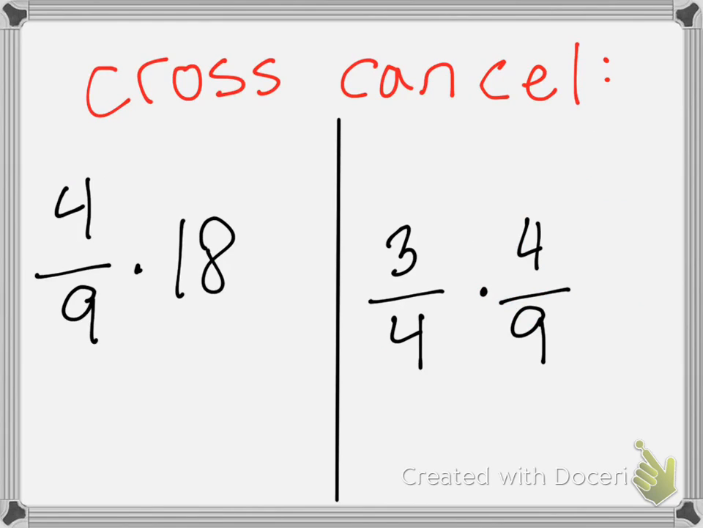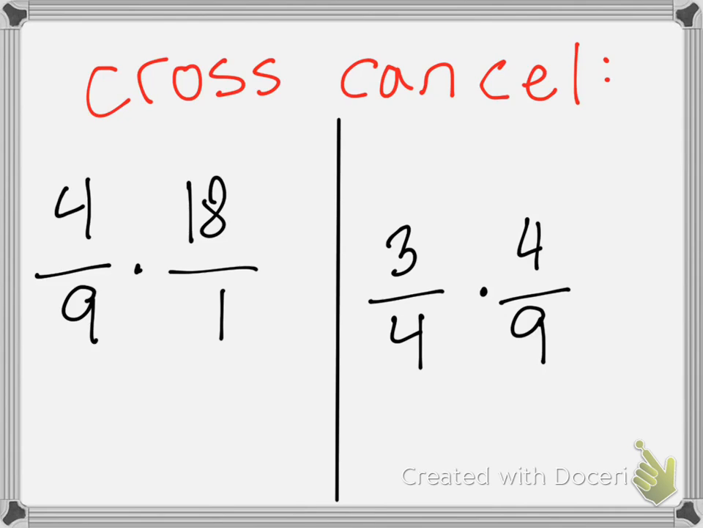So to practice cross-canceling, I want you to do both of these in your notebooks first. This first one is similar to the problems we did yesterday. When we do this, we have to add a denominator. What would the denominator be on our integer? What would it be, Lucy? 18/1. Excellent. I'm going to write 18/1. I want you guys to cross-cancel both of them.